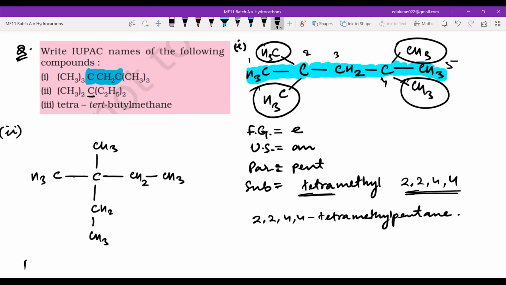Everything else will be the same. Tell me what is the parent here. Terminal to terminal, right? Please remember these small things: start from a terminal and end with a terminal. If you don't have a functional group, unsaturation, or any subsequent functional group, then you will choose the longest chain. If you don't have any functional group or double bond or triple bond, you are going to choose the longest chain.